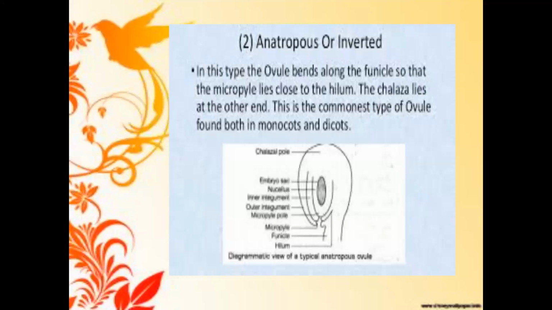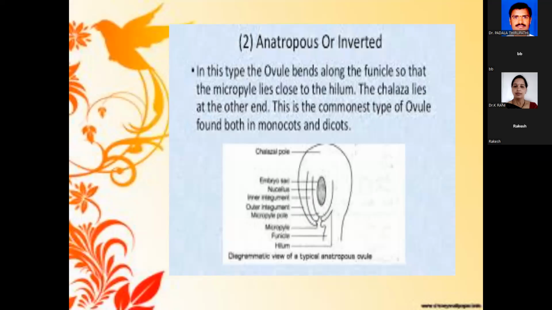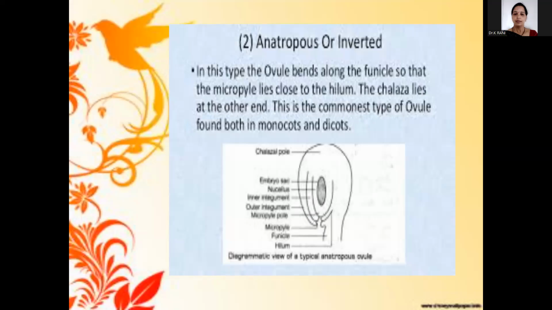In the anatropous type, the ovule bends along the funicle so that the micropyle lies close to the hilum. This is the hilum part. The chalaza lies at the other end. This is the commonest type of ovule, found in both monocots and dicots. A good example of anatropous is Helianthus of the Asteraceae, and some other common dicotyledonous plants.